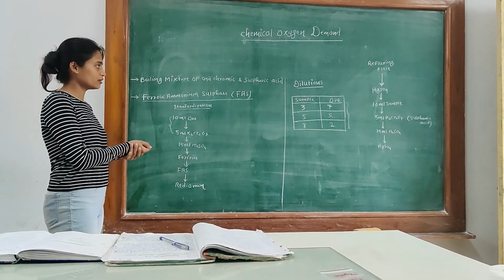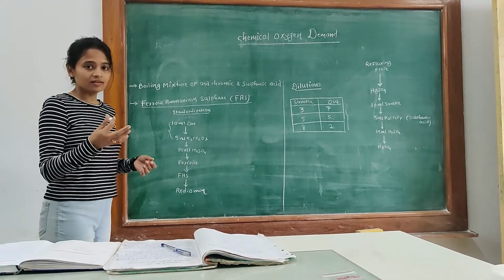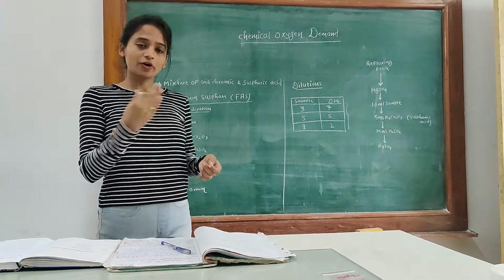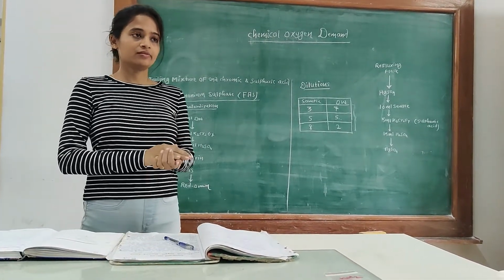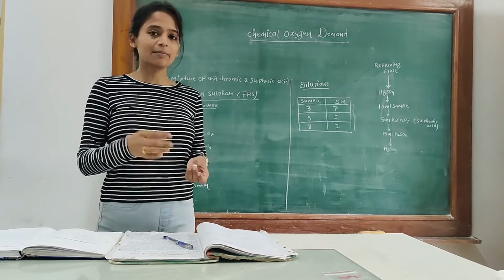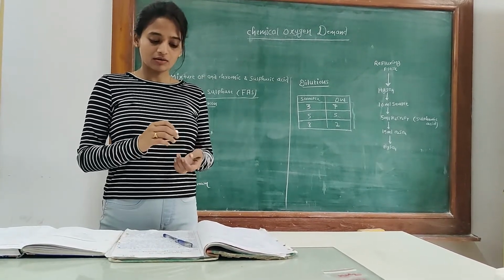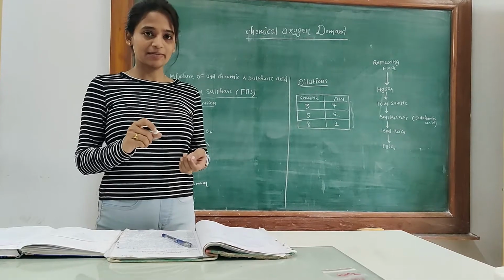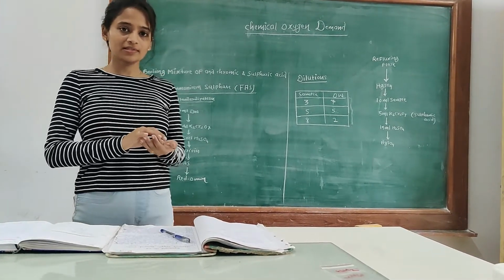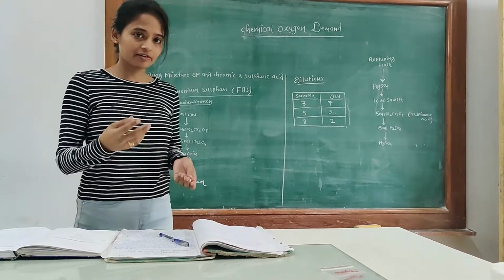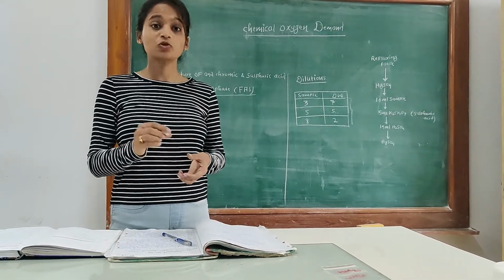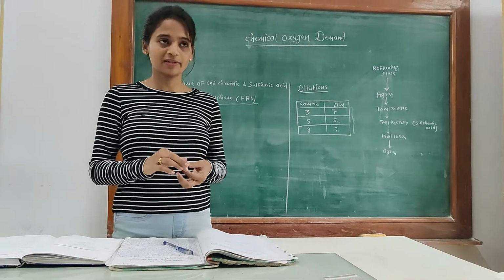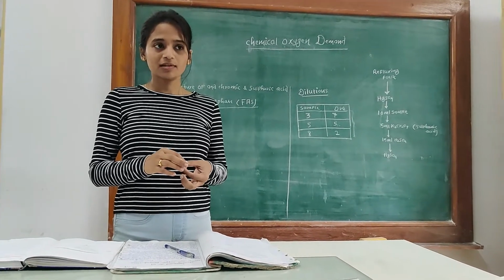We are refluxing the sample that we have got with a known excess amount of potassium dichromate in strong acidic medium. So what happens then? After refluxing it for some time, like 2 hours, what happens in strong acidic medium? Remember that.